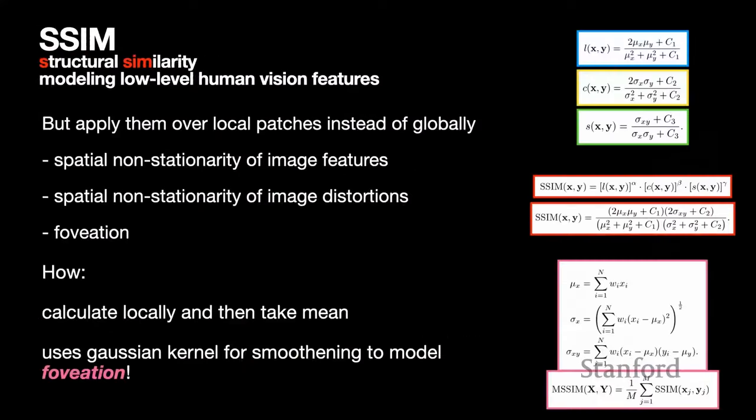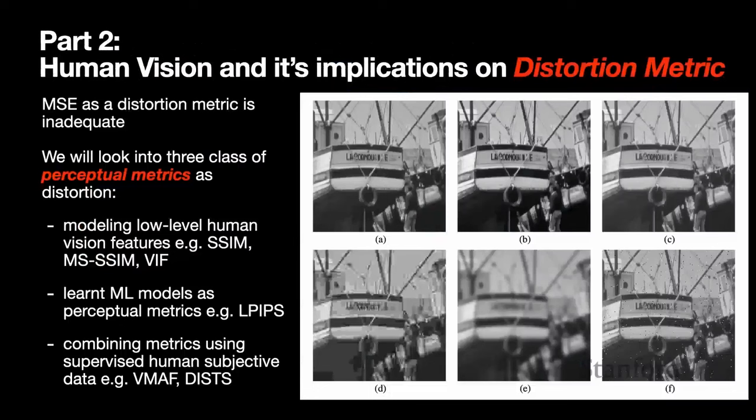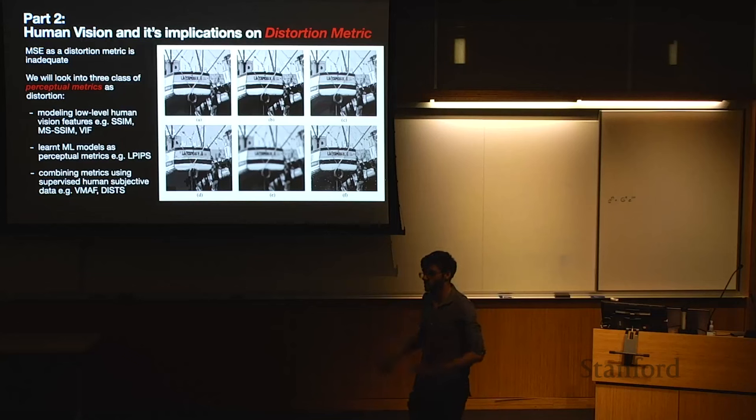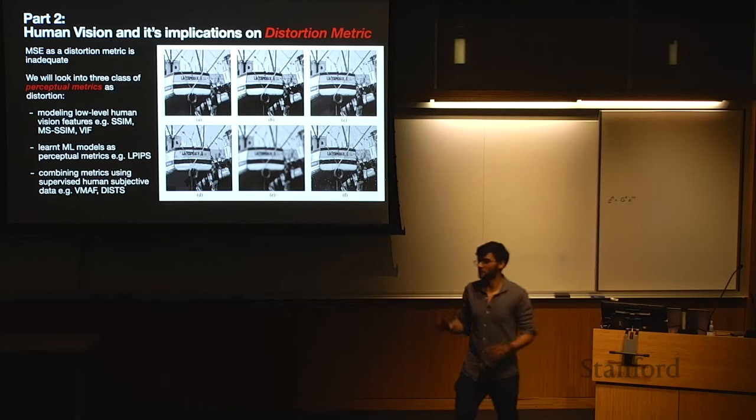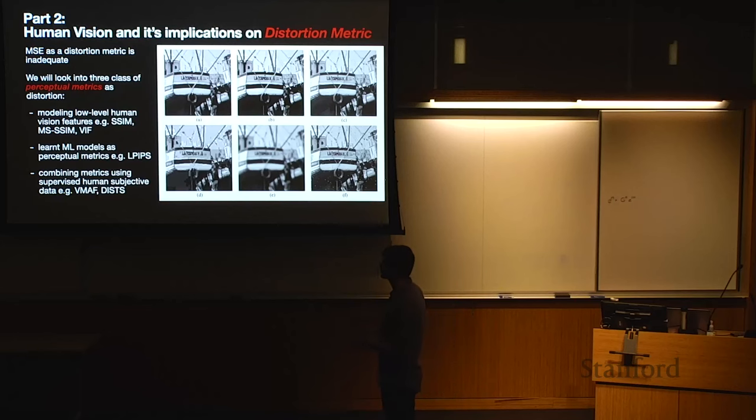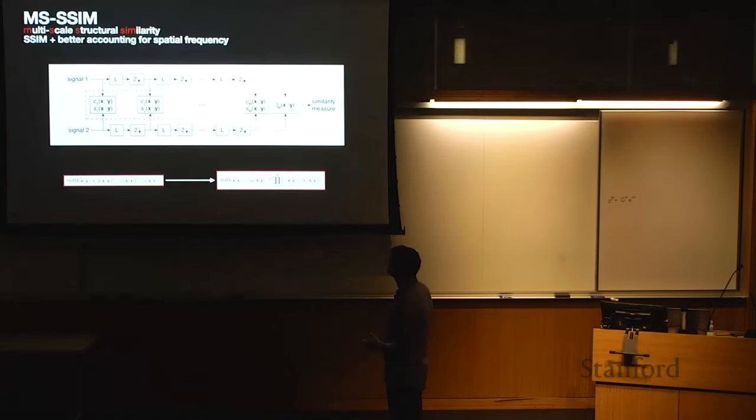So going back, these are roughly how I tried to summarize this area. There are roughly three classes of things which people are doing to come up with new distortion metrics. Very, very hot area of research. I think it's far from mature. So if you want to contribute, you can make a big impact by contributing.